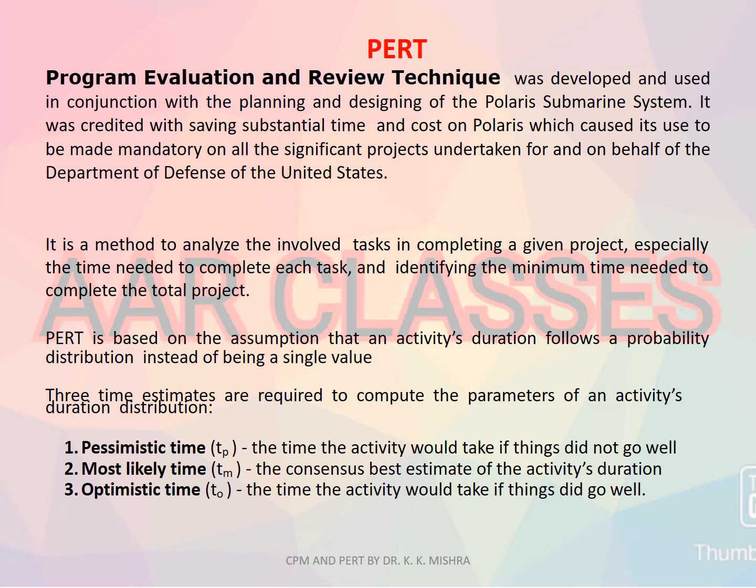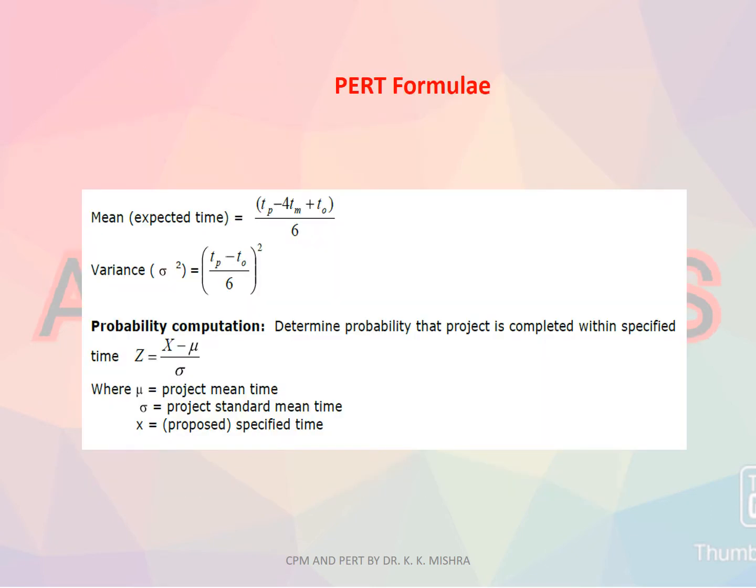One is pessimistic time, which has a symbol, say A or TP. That is the time the activity would take if things did not go well. Most likely time, normally represented by M or TM as being shown, is the consensus best estimate of the activity's duration. Optimistic time, normally say TO or B, is the time the activity would take if things did go well.